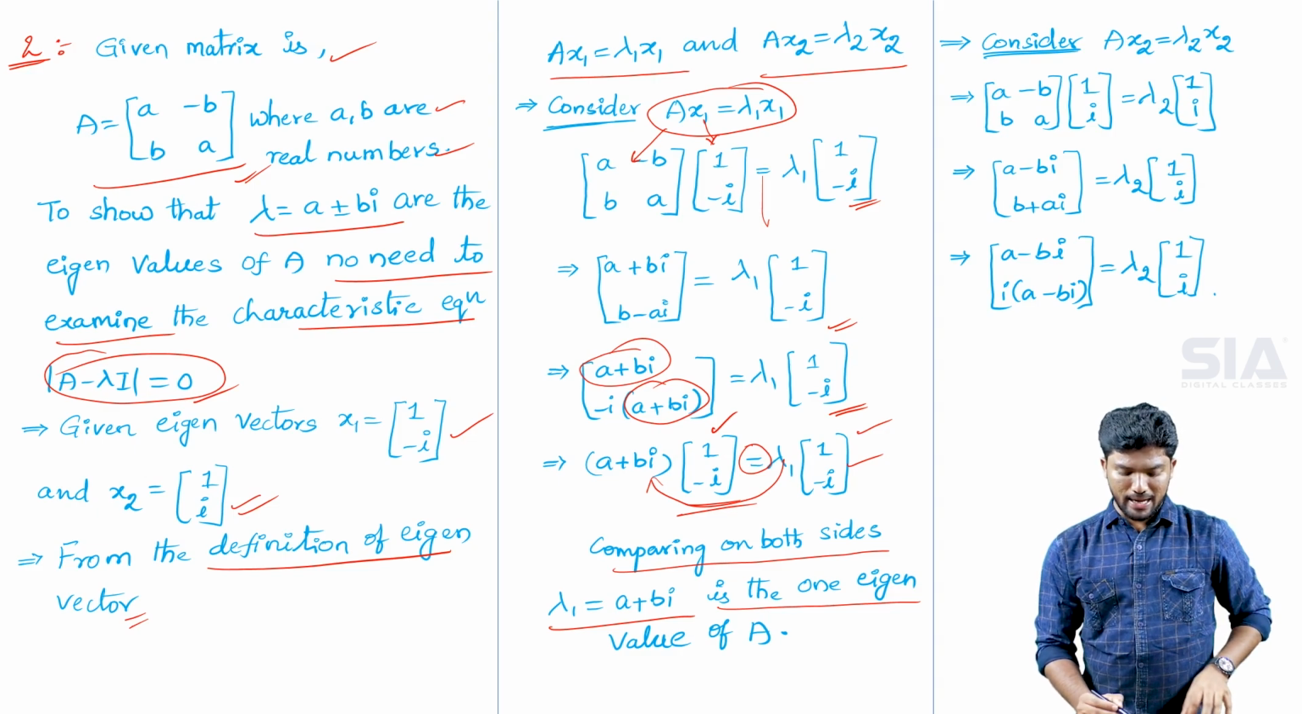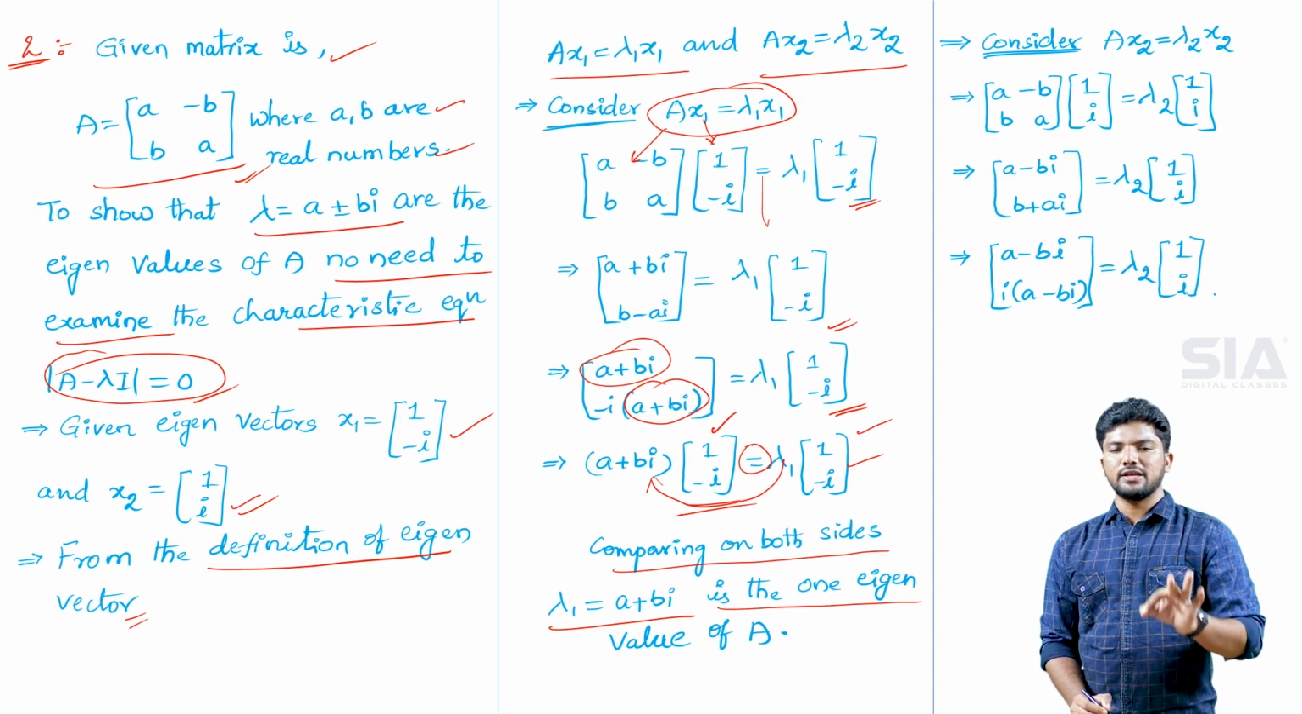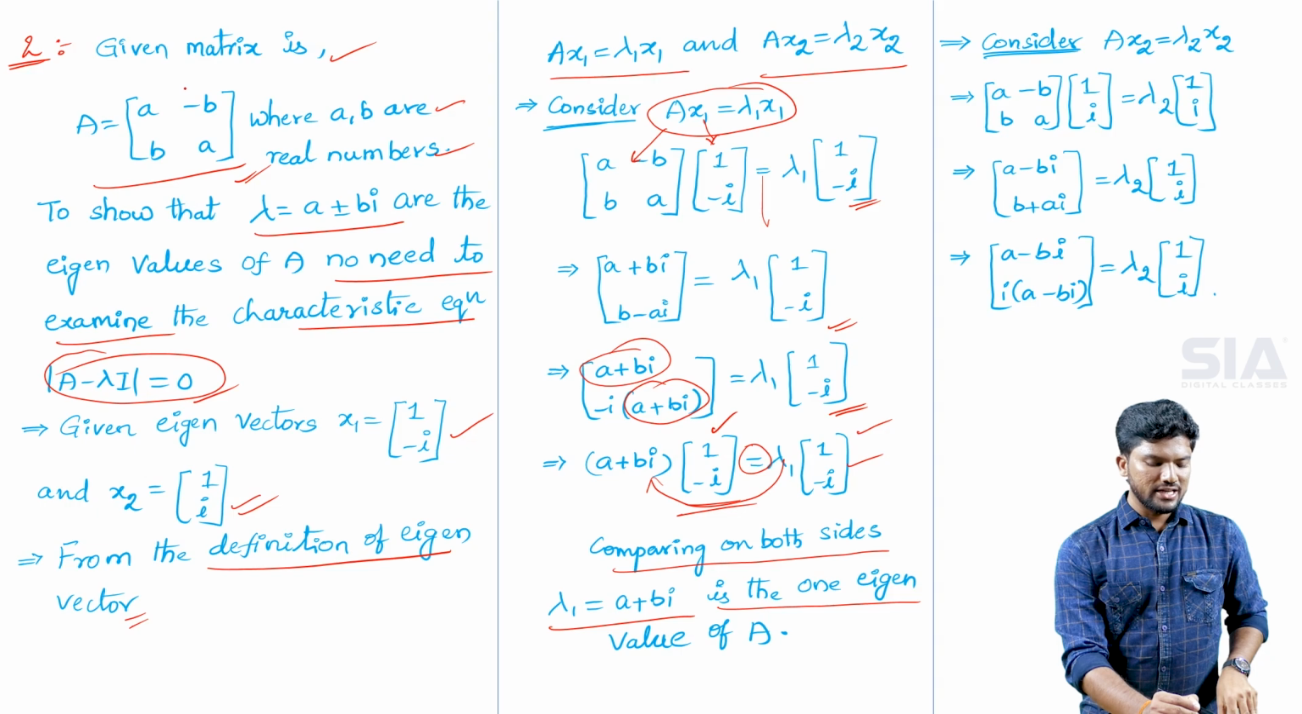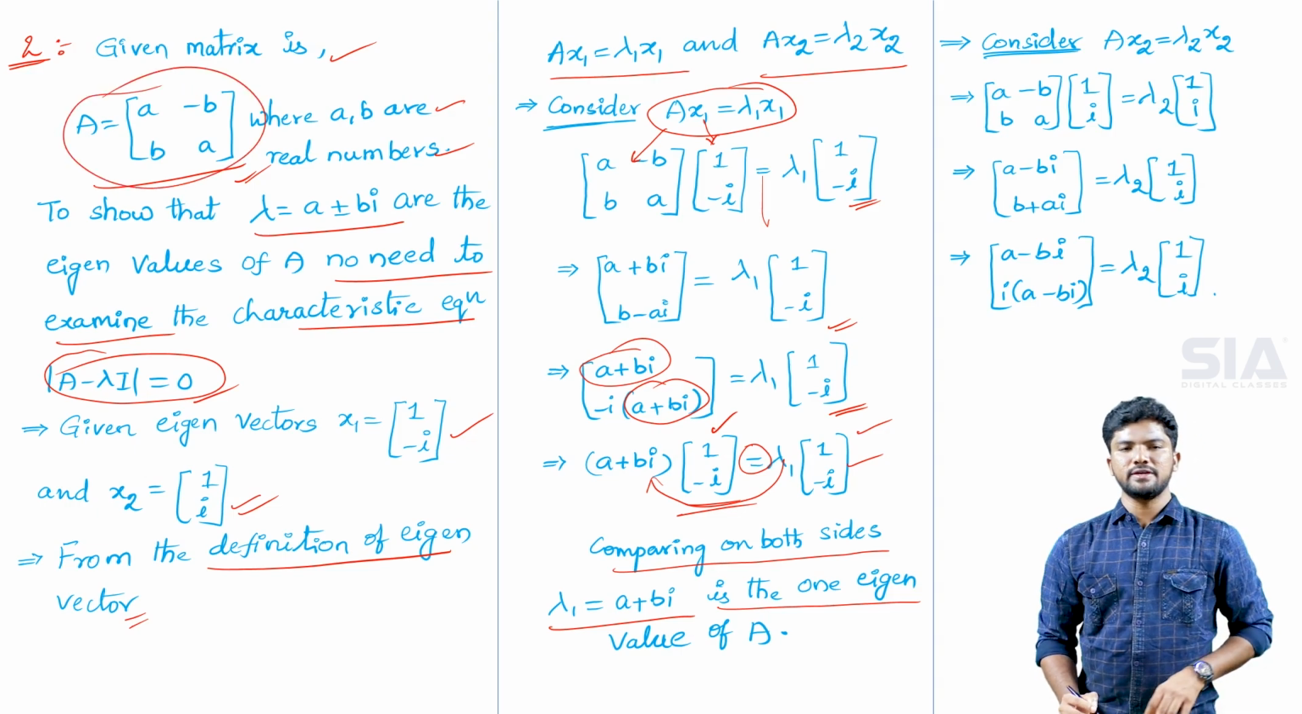This lambda value a plus bi is applicable only when the given matrix capital A is in this format: a, minus b, b, a.